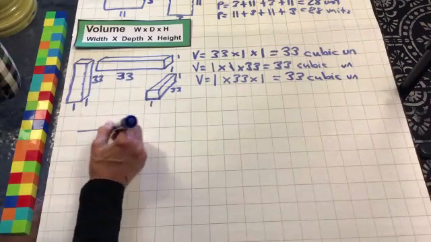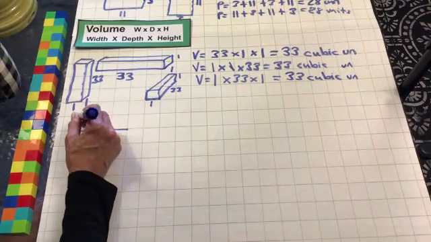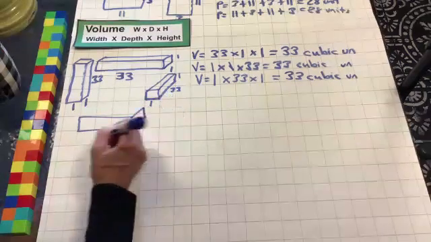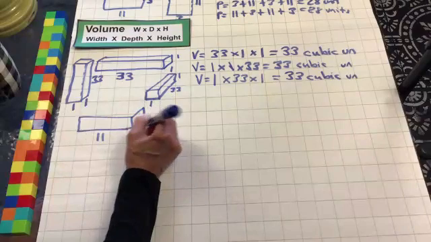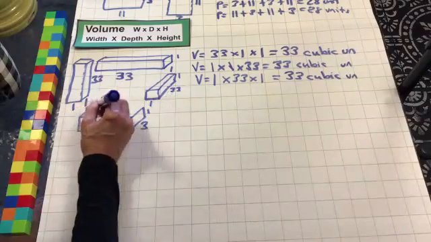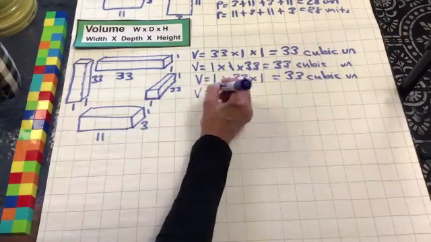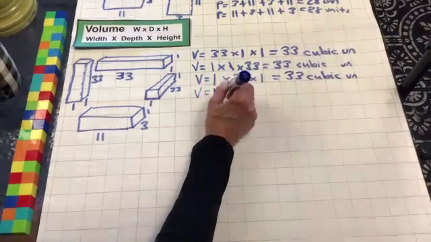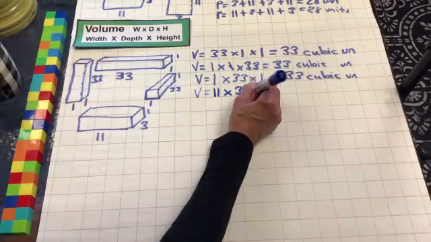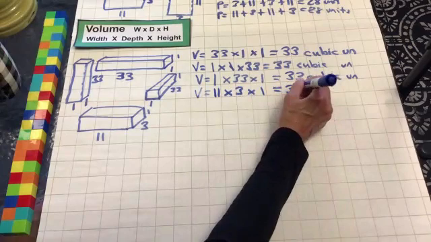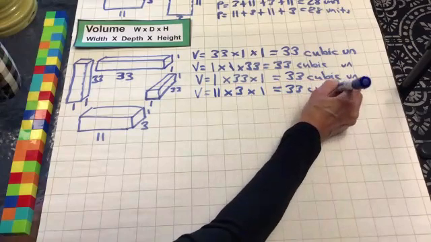So we're going to represent it 11. We're going to go 11, then we're going to go 3. So we're going to say this is 11, this is 3, and that's 1. So let's write it out. 11 wide by 3 deep by 1 tall. So 11 times 3 times 1 is 33 cubic units.